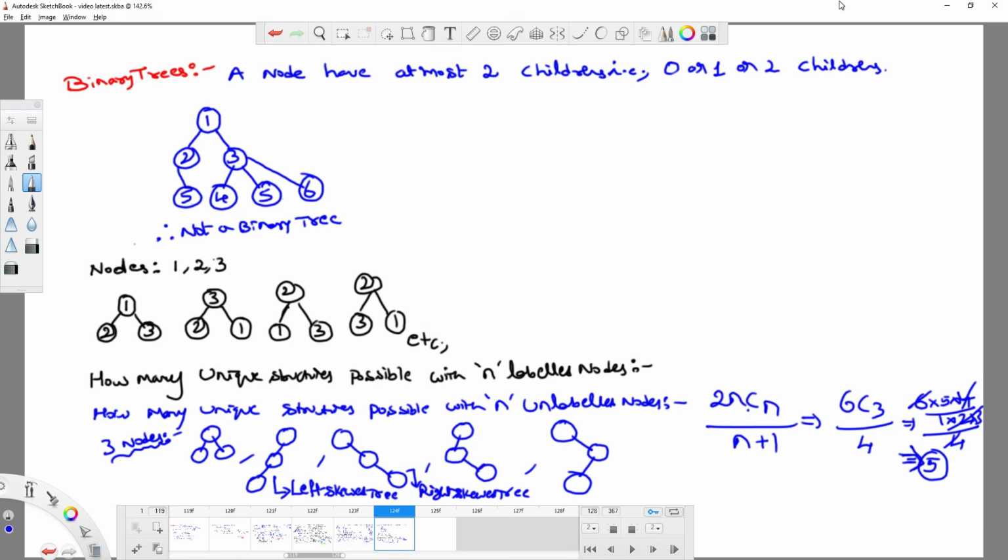So, this is the formula you have to observe. With n unlabeled nodes, 2n Cn by n plus 1 number of unique structures are possible, right? Generally you can derive it, but we don't have any time, so I have just written the formula directly here. Similarly, if you have three labeled nodes, then how many structures are possible? Right, here I have taken this structure, observe, I have taken only this structure.